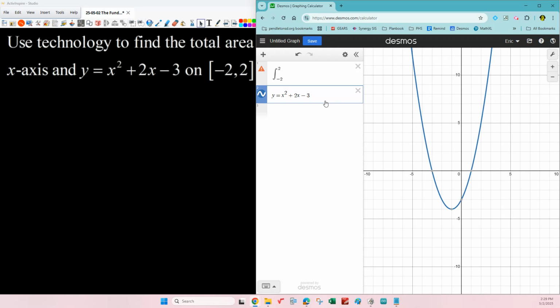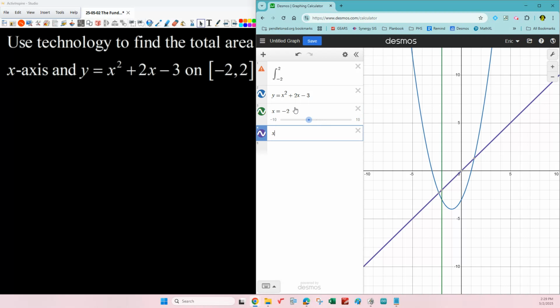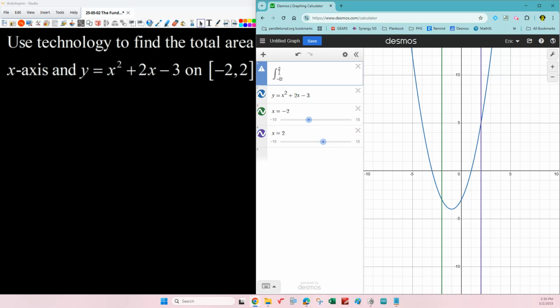So there's my function. If I'm going to find the area from negative 2 to 2, I'm just looking for that area underneath the x-axis there and above the x-axis there. Everybody see that? So the question is actually, if I just say find the area, it's a little bit ambiguous because they could be asking one of two things. They could be asking us to just calculate the integral. Let's try that.